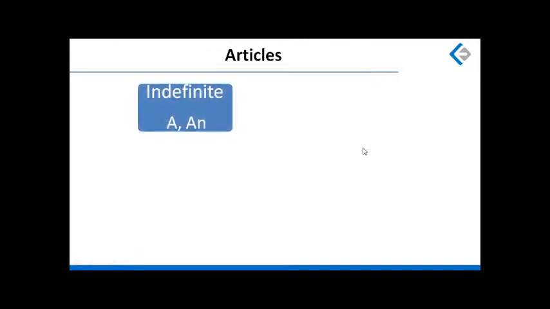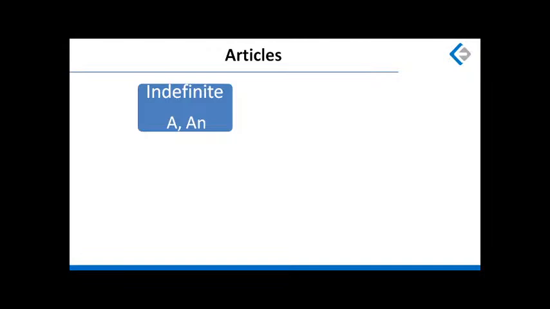Articles. Everyone knows that articles are those three words: a, an, and the. The difference between a and an is that when you pronounce the word, if the first syllable or the sound of that word starts with a vowel sound, you use an. If it starts with a consonant sound, you use a. I repeat, it is the pronunciation that matters, not the first alphabet.